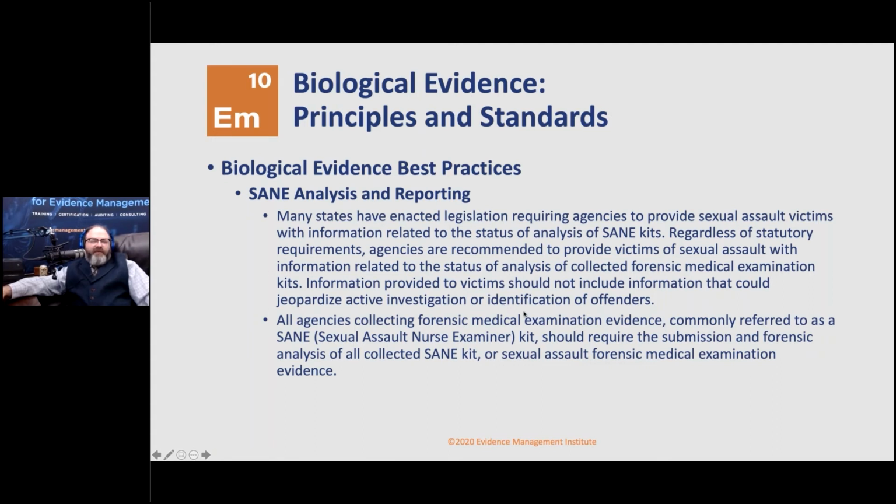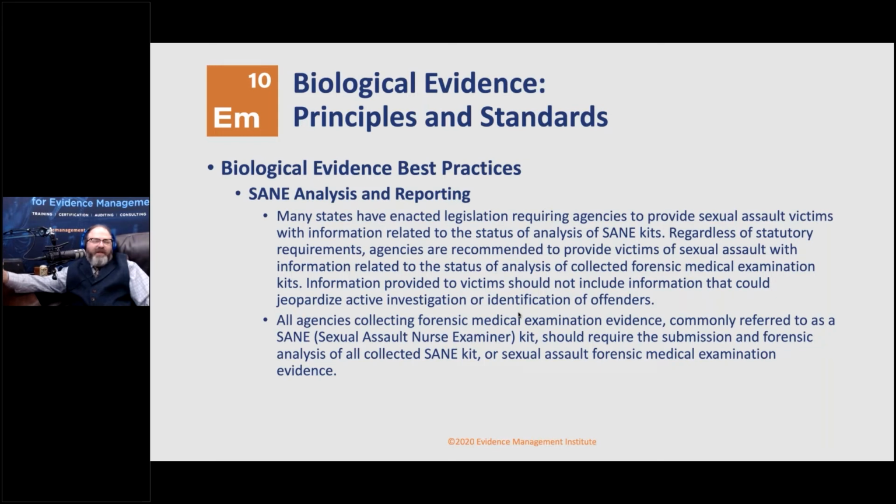We have a statement with respect to SANE analysis and reporting. And this is related to a nationwide trend that hopefully we are changing as a culture with respect to this issue. Sexual assault nurse examiner kits, or sexual assault evidence, are things that are collected by a nurse, medical evidence that is then transferred to the police department. Regardless of statutory requirements, regardless of the law in your state, our recommendation is if you collect this, that it be submitted to a lab.